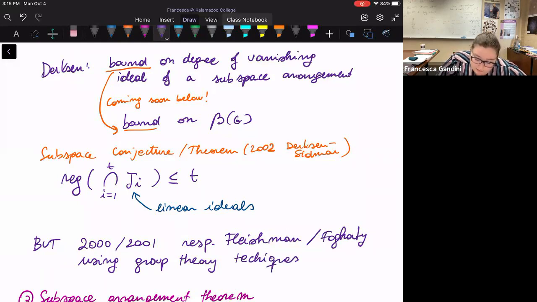However, the next year, the subspace arrangement conjecture became a theorem, and they also generalized this to the regularity of a family of ideals obtained from linear ideals. So not only can you intersect them, but you can also add them up. And so there's a whole class of ideals generated from linear ideals which has bounded regularity. And by the way, by regularity, I mean in the sense of Castelnuovo-Mumford.